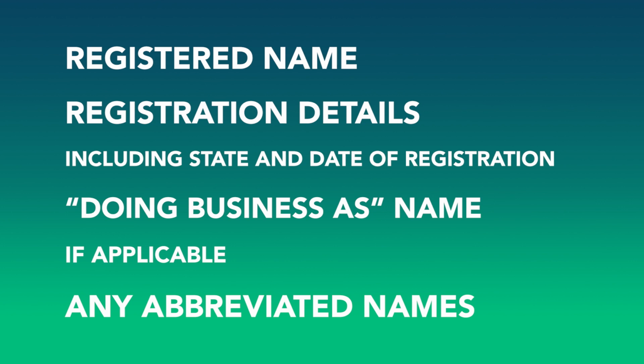The precise company details will include registered name, registration details including state and date of registration, doing business as name if applicable, any abbreviated names that the business has used during its normal course of operations. Next, we must also mention the founders and the ownership structure of the business entity, along with amendments to the original formation of the company, such as renaming of the business or ownership change prior to the present transaction.